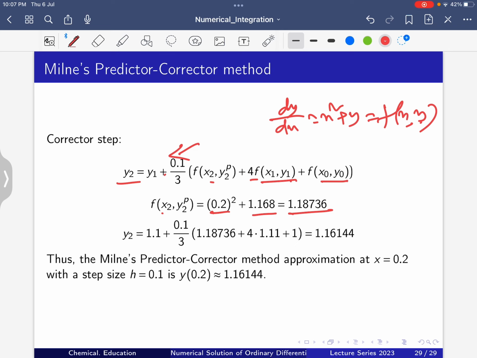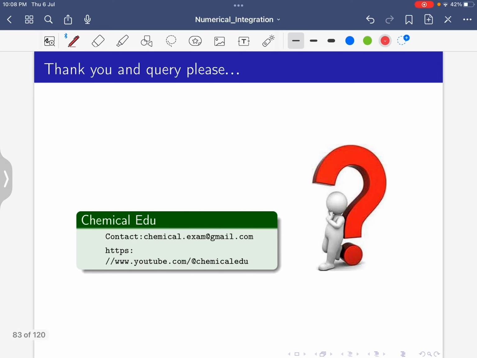Now y2 is computed from the values we already have, y1 = 1.1 and h = 0.1. If you put everything in and calculate, ultimately y2 will be 1.16144. So with the predictor corrector method, approximating at x = 0.2 with step size 0.1, y at 0.2 is 1.16144. That is the answer. That is about the Milne predictor corrector method. If you have any question, you can email me and subscribe to my channel. That's it. Thank you.